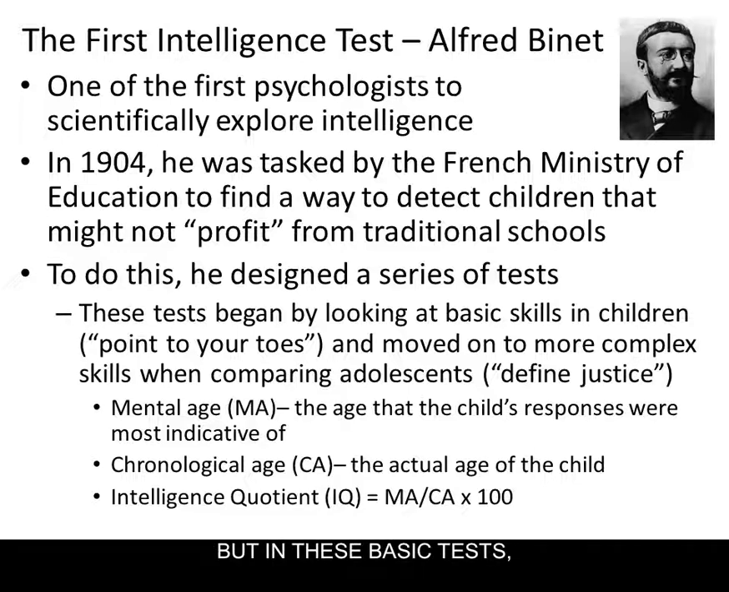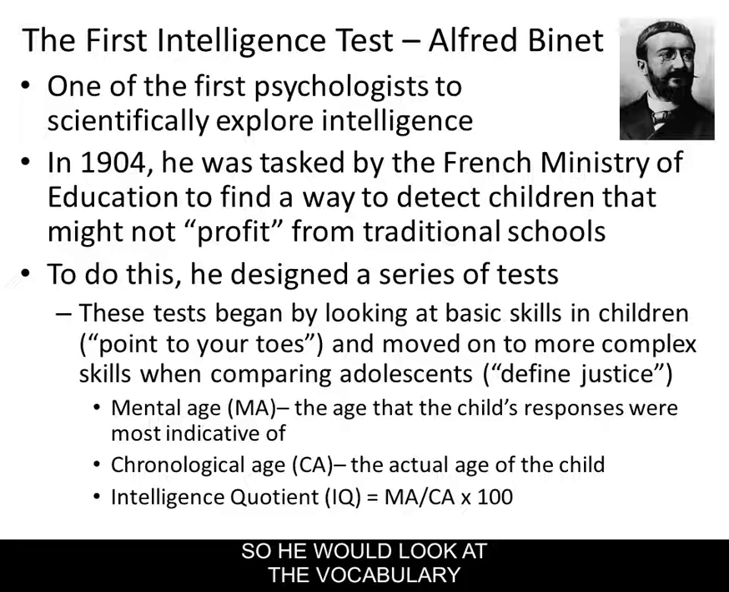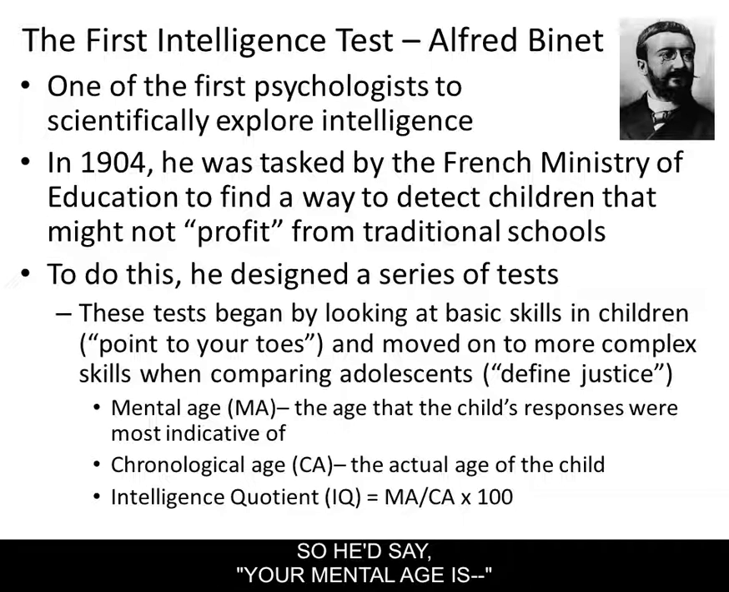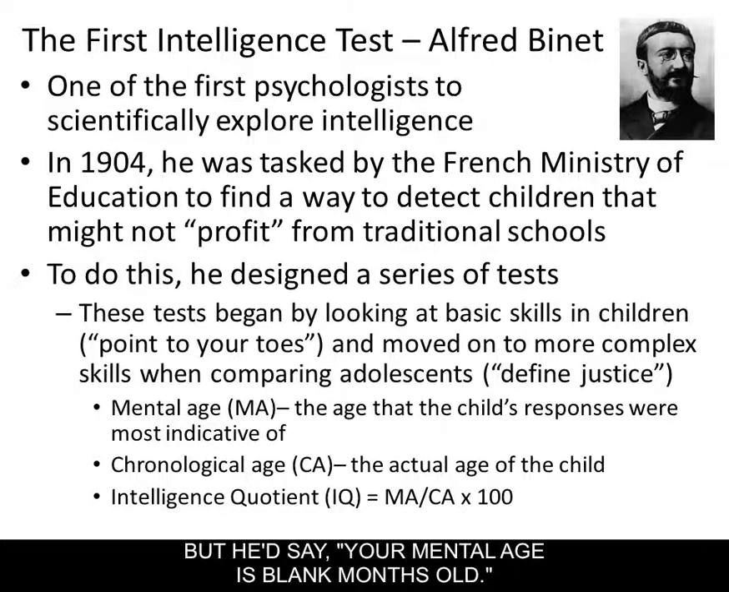But in these basic tests, what he was able to do was set up a baseline for how most kids at a specific age would perform on these tests. So he would look at the vocabulary of kids at a specific age. He'd look at their ability to follow directions at a specific age. And he'd set a standard for what the mental age of a specific performance was like. So we'd say your mental age is, if you're acting like, say, a 4-year-old. And actually in these mental ages he operated on months, not years usually. But he'd say your mental age is blank months old.